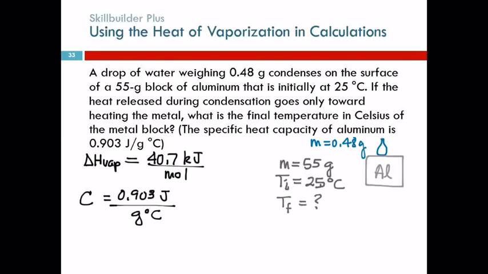Well, we had an equation for that, didn't we? Q equals MCΔT. So we know what the M is. We know what the C is. Delta T is related to what we're trying to find. How are we going to figure out how much heat there was? Well, we've got the mass of this drop of water, and we know how much heat it releases per mole as it condenses. So we're going to take 0.48 grams of water and figure out how many joules of heat.